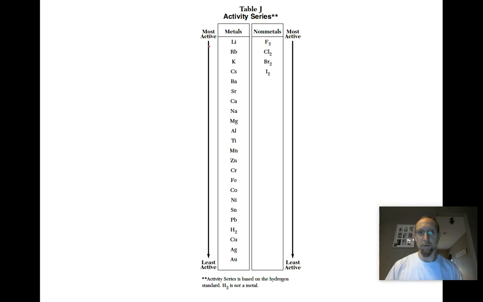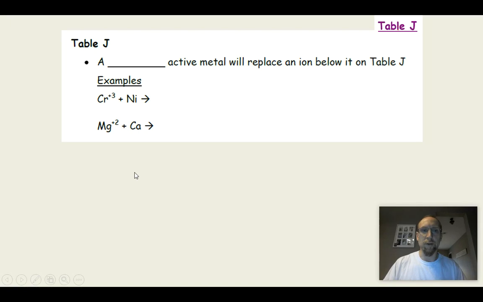Look at what it tells us here: most active are on the top, and our least active are on the bottom. Think of active as the same thing as reactive. These are synonyms. Active and reactive is just how quickly these substances enter a chemical reaction. That's reactivity: how quickly, how easily they enter a chemical reaction. If something is highly reactive, it enters a chemical reaction very easily.